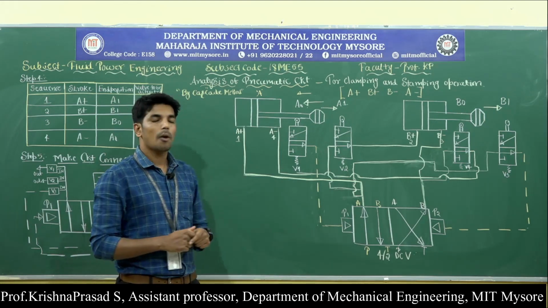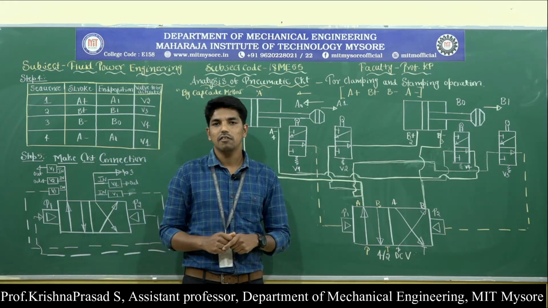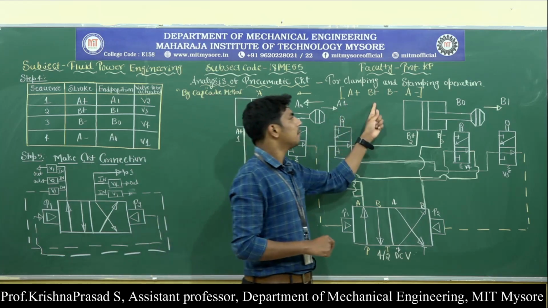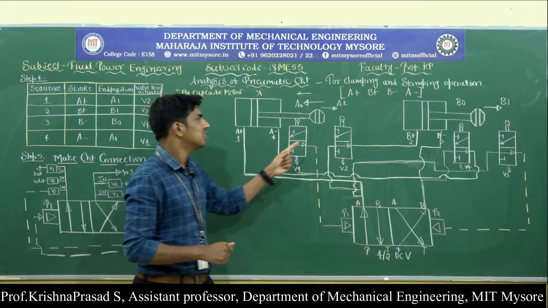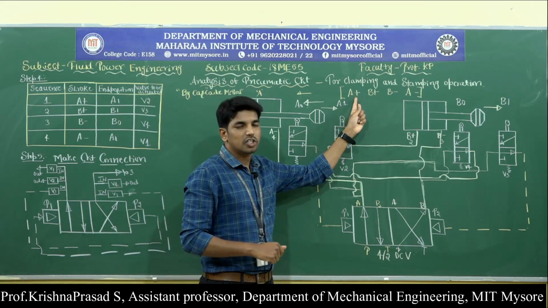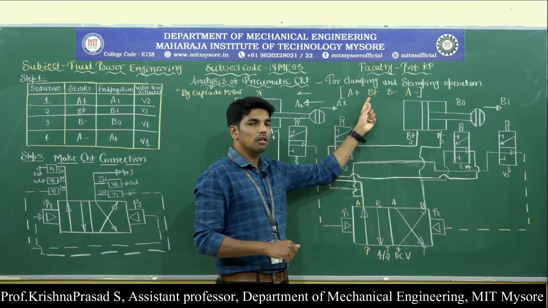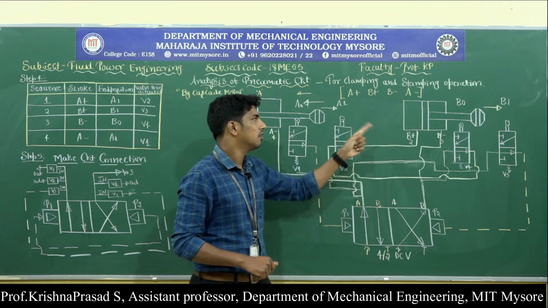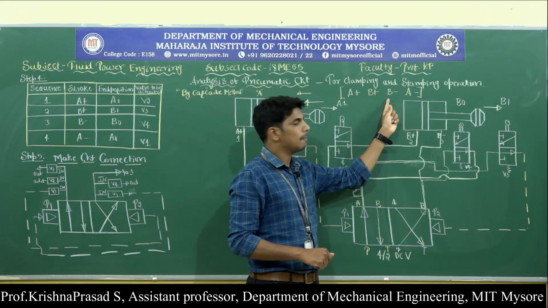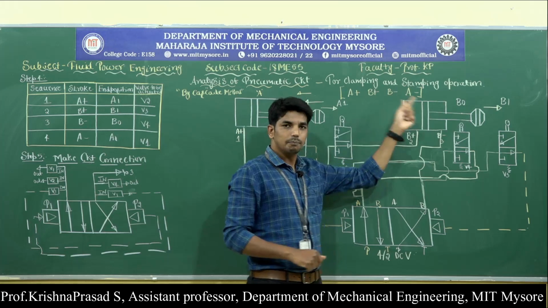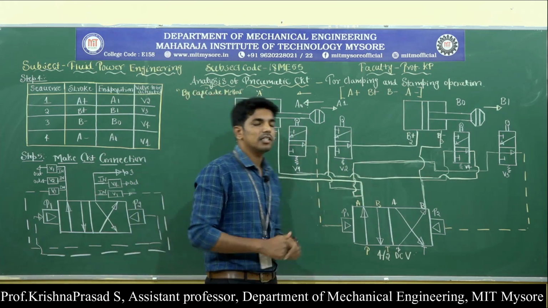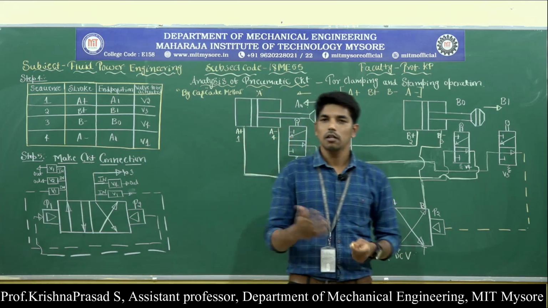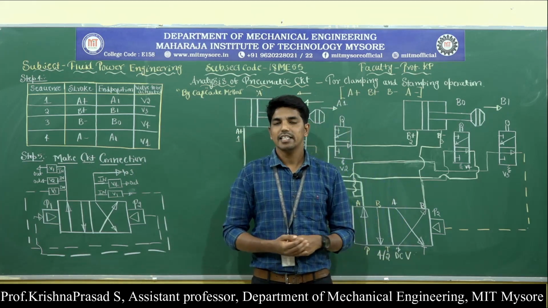For the clamping and stamping operation, we have the sequence A plus, B plus, B minus and A minus. What does it indicate? A plus is the extension of cylinder A, then extension of cylinder B, then retraction of cylinder B, and finally retraction of cylinder A. For this sequence, we need to follow the procedure in the cascading method.